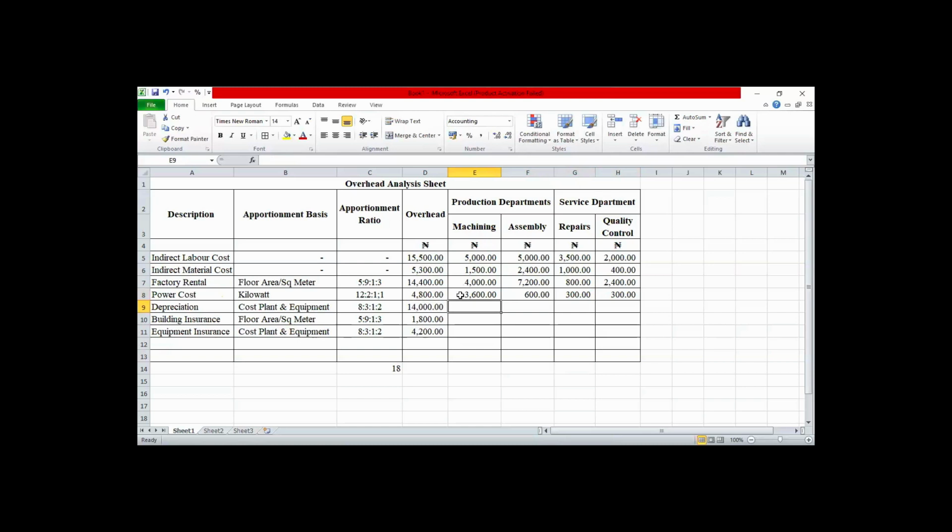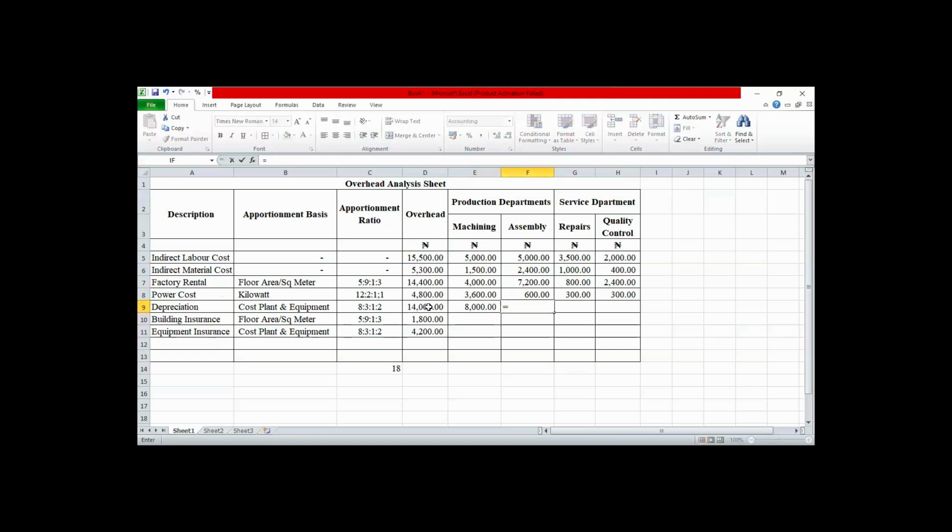The next one. What's the addition of the ratio of the depreciation? 4 plus 14, Abi? Yes, sir. We now have 8 divided by 14 times 14,000. Is it correct? Yes, sir.